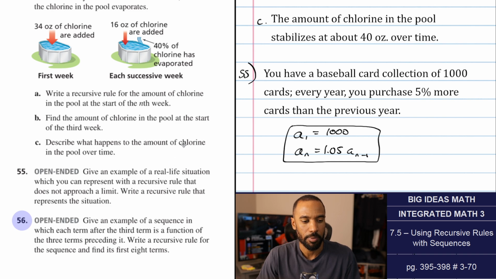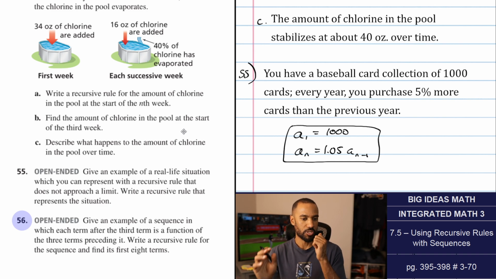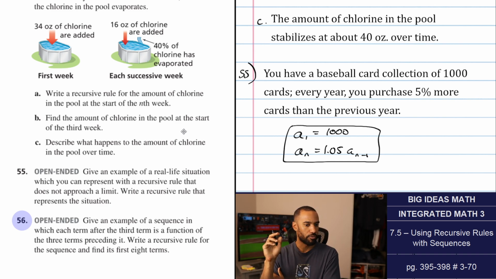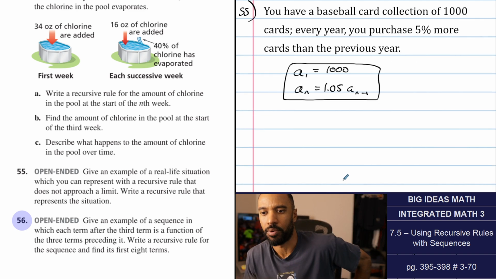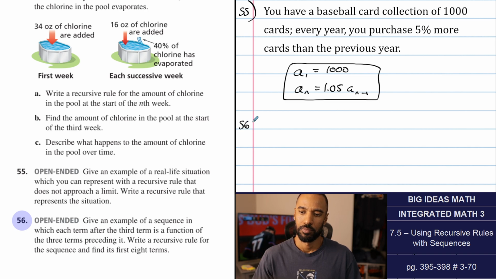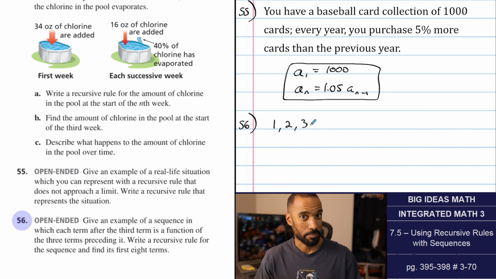Number 56, give an example of a sequence in which each term after the third term is a function of the 3 terms preceding it. Write a recursive rule for the sequence and find its first 8 terms. Oh, so we can just make up a thing with it, right? Let's just start to write things out. If my first 3 terms are 1, 2, and 3, because these can be random, they can be whatever. And then the terms after that are based off these ones.